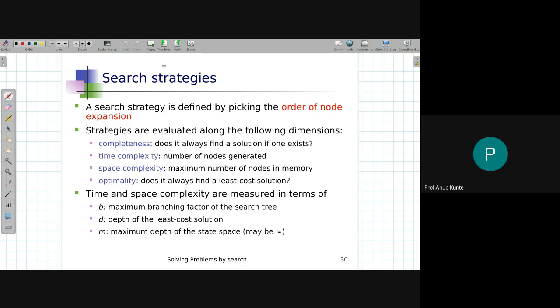So the order of expansion of node would be selected based on how I'm maintaining the fringe list that I already told you. If I maintain it as a stack, I will always pick up the top of the stack to remove. And whatever I am generating as a new set of nodes, they will be pushed on top of earlier nodes in the stack. Okay, so fringe will be maintained as a stack.